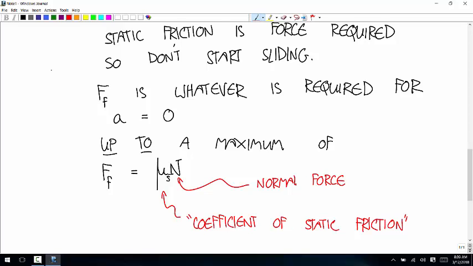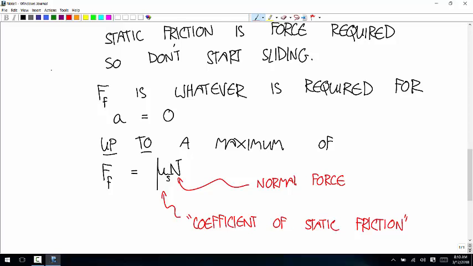Okay, so let's think about how these things work. Remember, right now, to keep this thing from accelerating, there's a static friction force pushing in the opposite direction to my finger. We can't calculate what that is using this formula, because this formula only gives us the maximum. But let's think about how that maximum works.